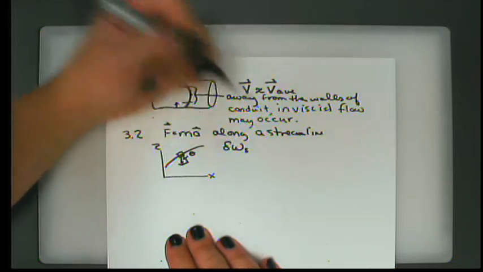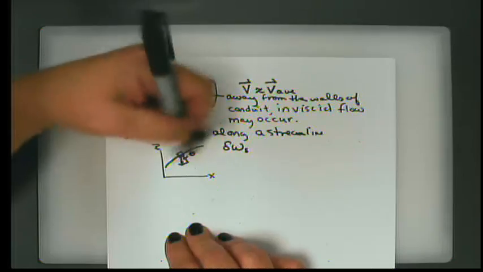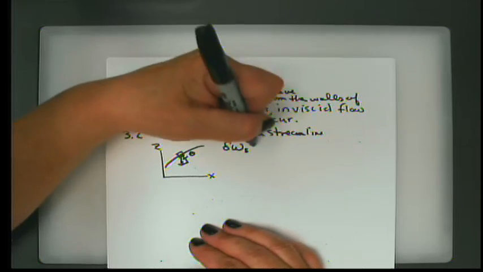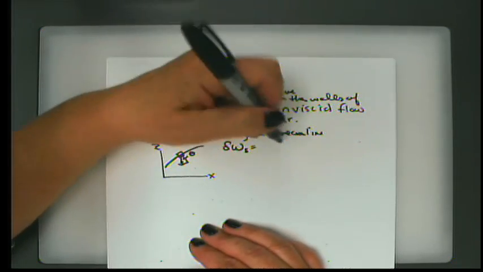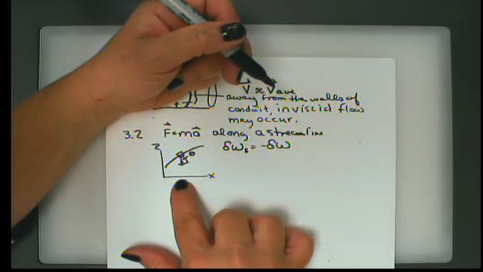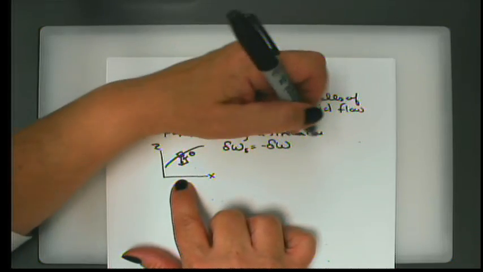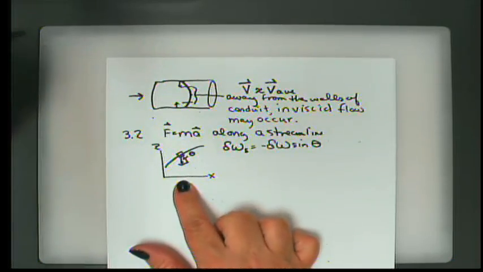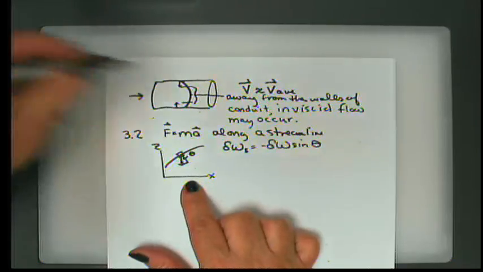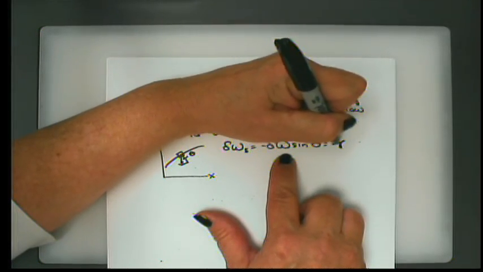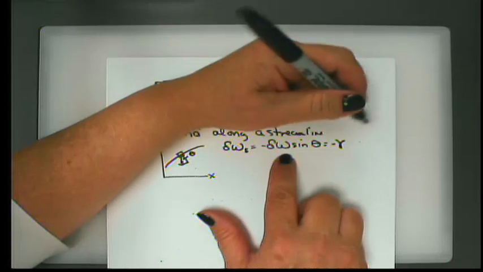Well, if we just want the component along the streamline, because we want to get the force that's just either moving it down or pulling it back on the streamline, we could say that is equal to negative, because of the sign convention down being negative, dW times the sine of theta. And the dW could be approximated. Remember, since this is weight, we could call that gamma times the differential volume.